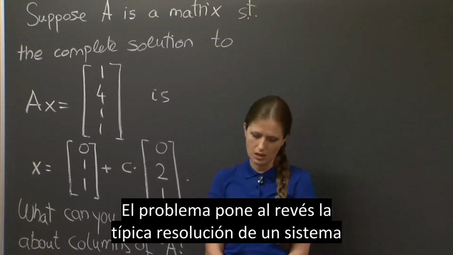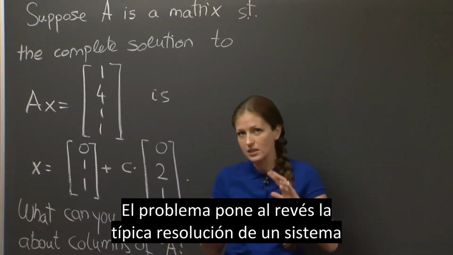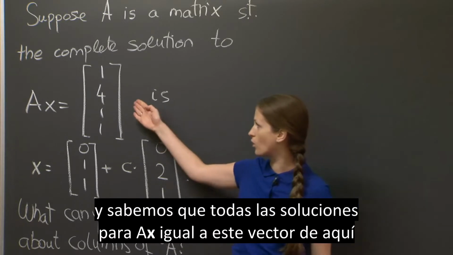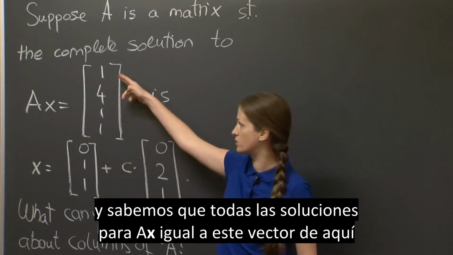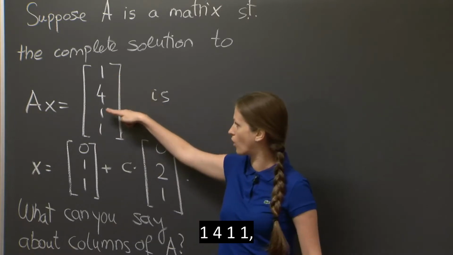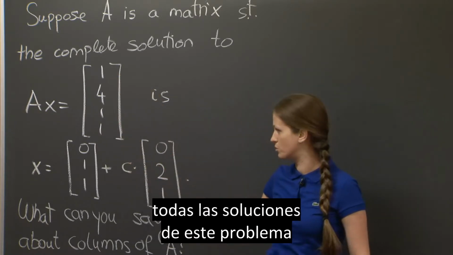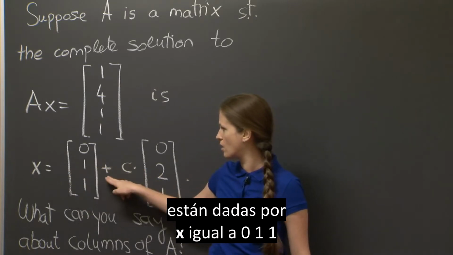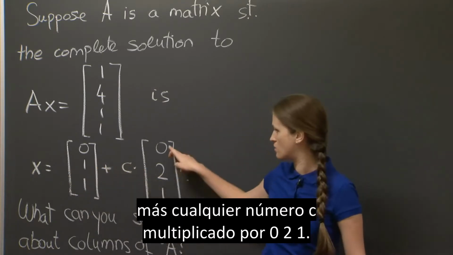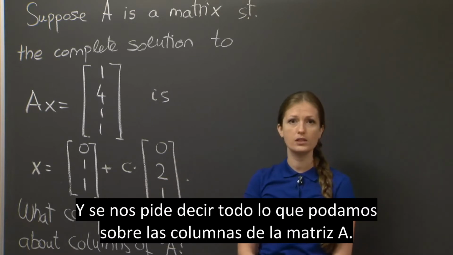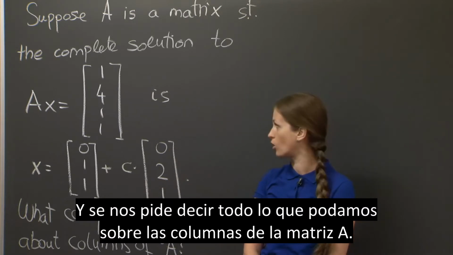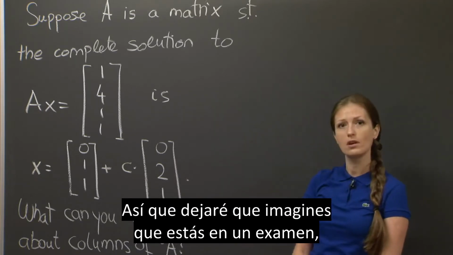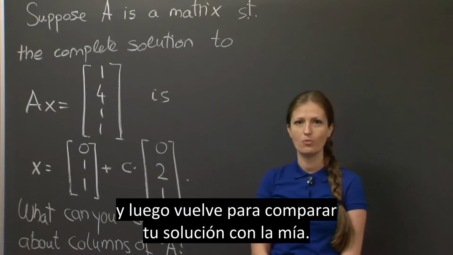The problem puts the usual "solve the following system" upside down by saying we have some matrix A, and we know that all the solutions to Ax equals this vector here, 1, 4, 1, 1, are given by x equals 0, 1, 1 plus any number c times 0, 2, 1. And we're asked to say everything that we can about the columns of the matrix A. So I'm going to let you pretend that you're on an exam, try to solve it yourself, and then come back and compare your solution with mine.